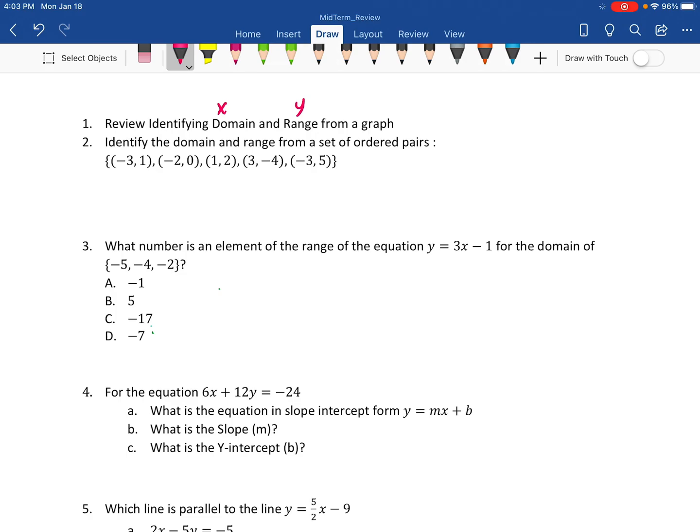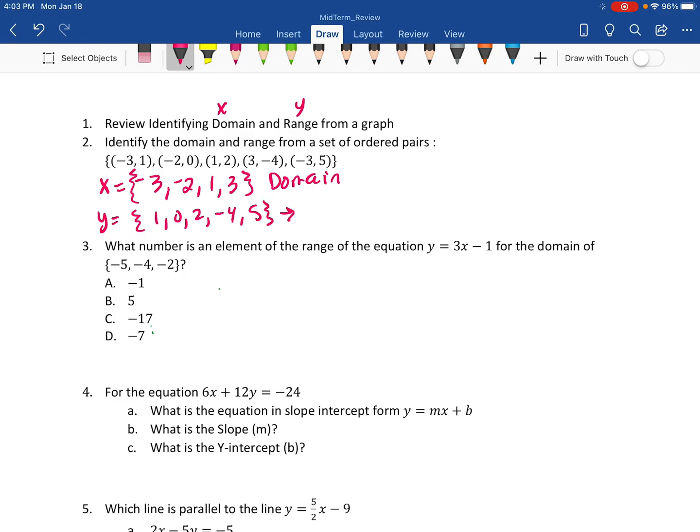We're going to write down our x values. Those are going to be -3, -2, 1, 3, and -3. -3 repeats, so we are not going to list that again. And this is our domain values. Then our range, that's going to be the y values. That's going to be 1, 0, 2, -4, and 5.